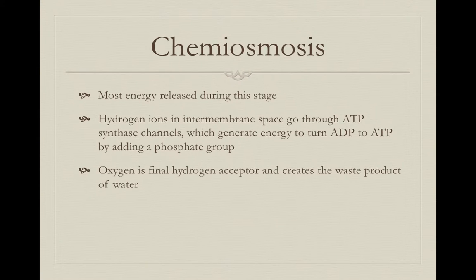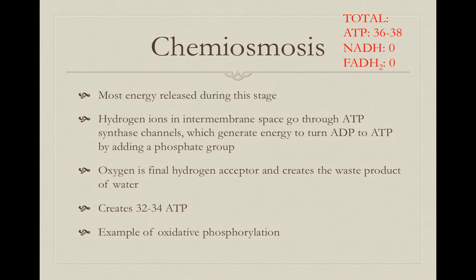And oxygen is the final hydrogen acceptor, and it creates the waste product of water. So we create 32 through 34 ATP in chemiosmosis, and you can see how this releases the most amount of energy and how important this is. And this is also an example of oxidative phosphorylation. So now we have a total of 36 to 38 ATP, and we have no electron carriers left, and the cycle continues.